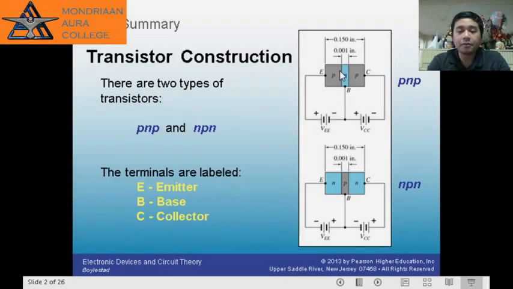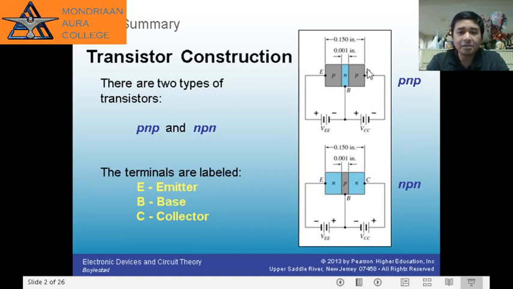Dito naman tayo mag-focus on the right side. So, ang ating VCC, ang positive niya ay connected sa N-type and ang negative natin ay connected sa P-type. Therefore, the base collector junction is reverse biased. The base collector junction is also known as the collector diode.